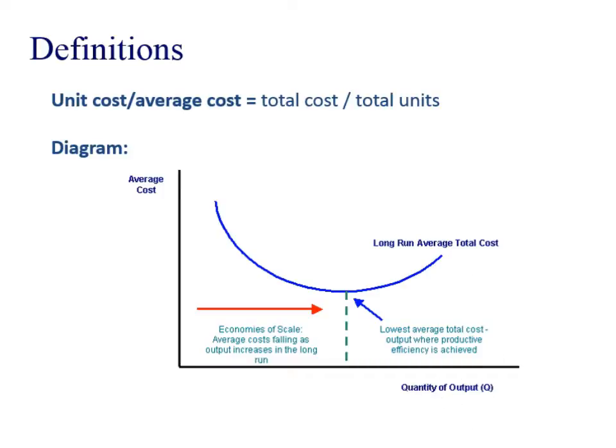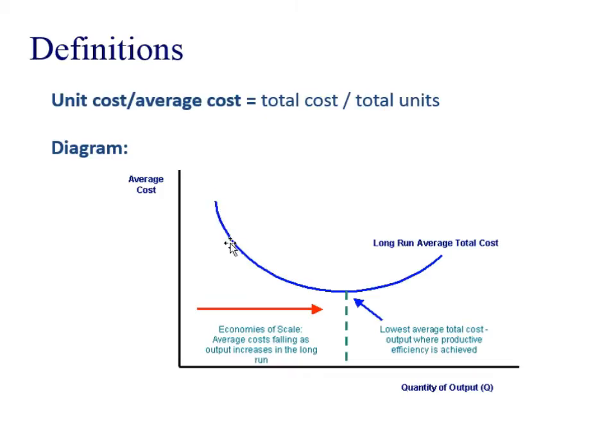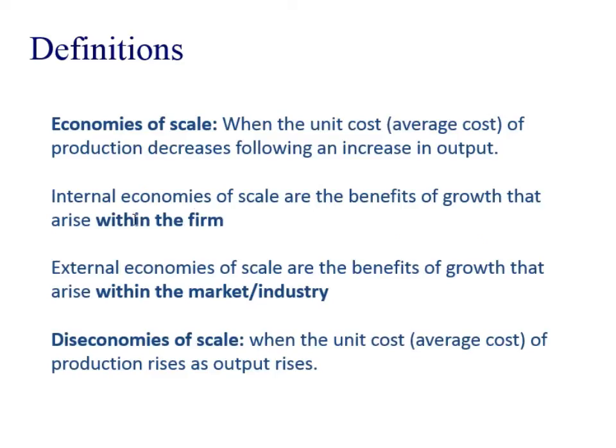So let's have a look at why that happens, and let's get clear on some definitions. Economies of scale are where the unit cost or the average cost of production decreases following an increase in output. Diseconomies of scale is where unit costs increase as output increases. So as output increases, we've got economies of scale because the average cost is decreasing, but after a certain point it starts to increase, so we've got diseconomies of scale.